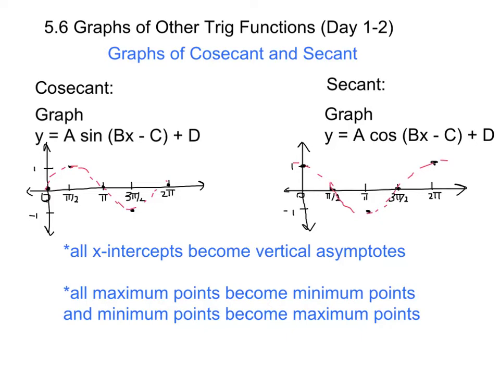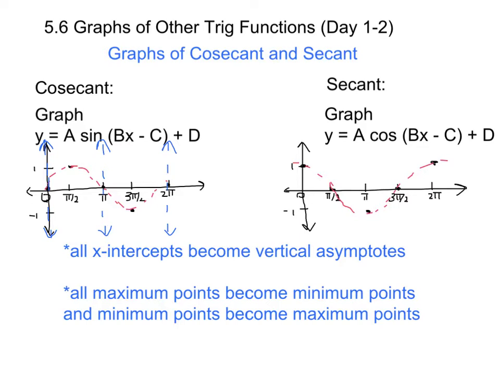And then what happens is it says all x-intercepts become vertical asymptotes. So everywhere your graph hits the x-axis, that becomes a vertical asymptote, because when you do the reciprocal of 0, it's undefined. So those points where y is 0, when you do the reciprocal, it's undefined. So that's why we have vertical asymptotes there.